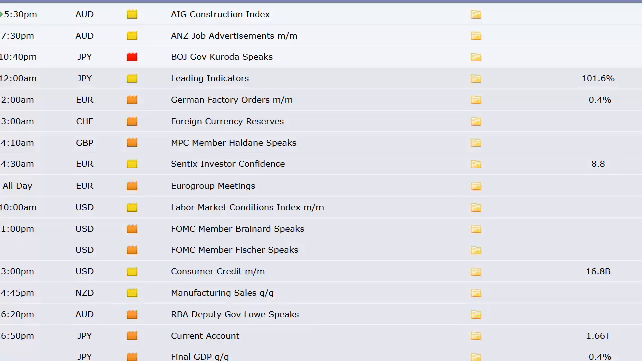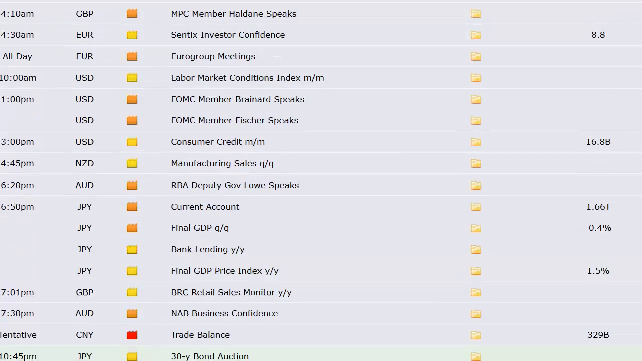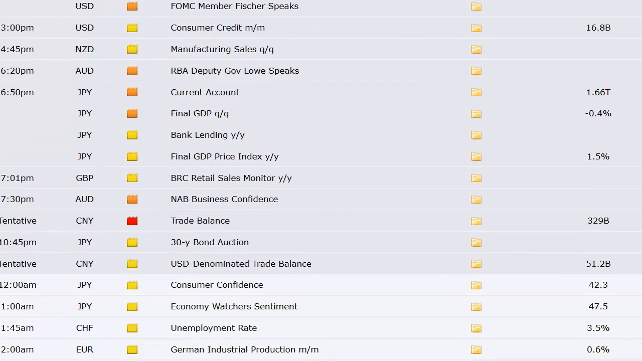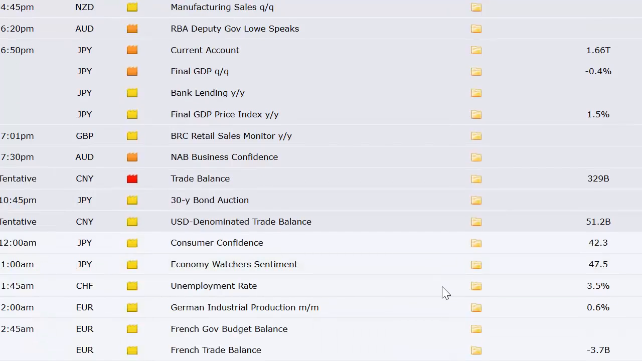U.S. Labor Market Conditions Index. We've got a couple of speeches from Fed members. Consumer credit in the afternoon here. Manufacturing sales out of New Zealand. Another speech out of a banker in Australia. Current account out of Japan, along with their final GDP for the fourth quarter and bank lending all at one time at 6:50 p.m. Eastern Time, Monday night here in the U.S. Retail sales monitor out of the UK, business confidence out of Australia, trade balance out of China.